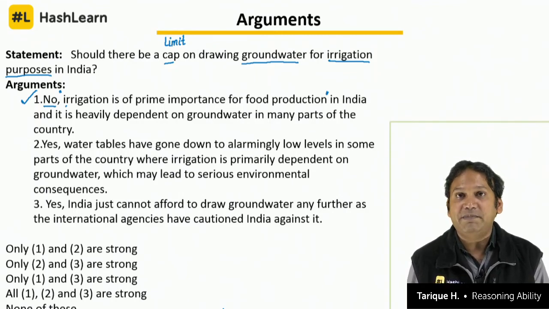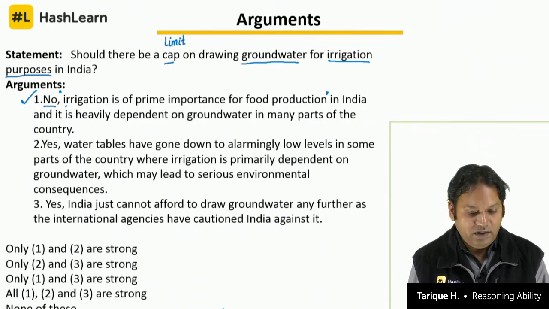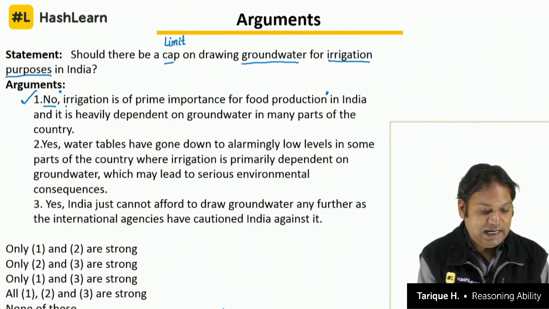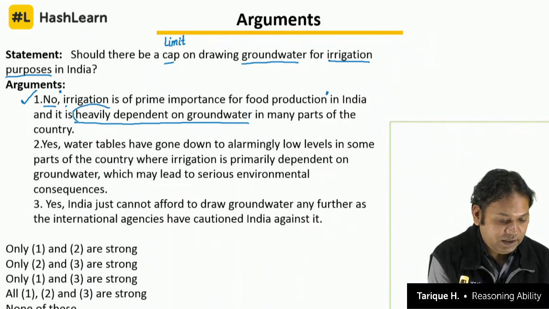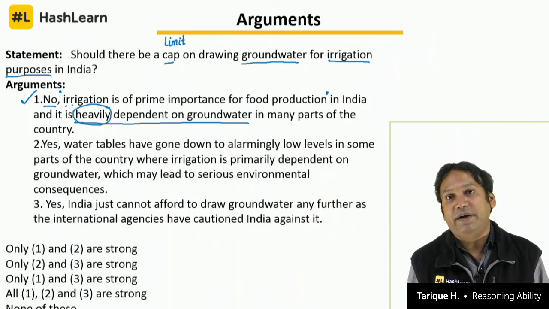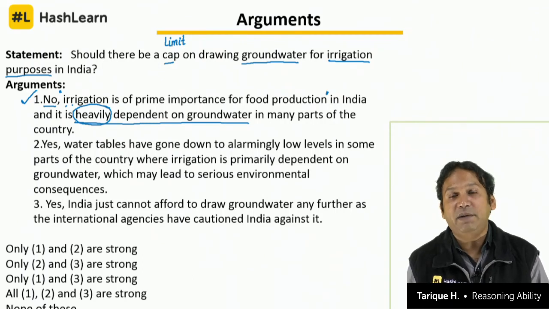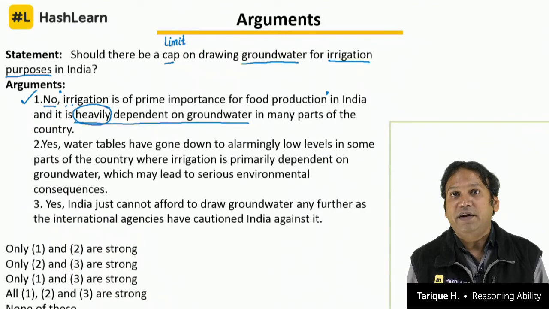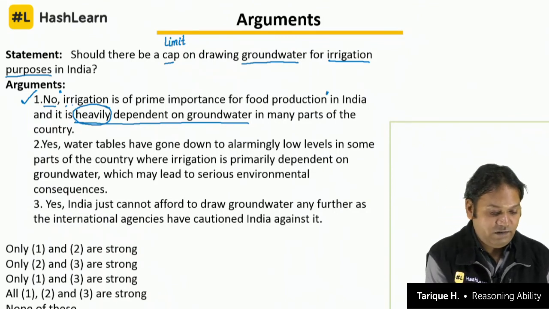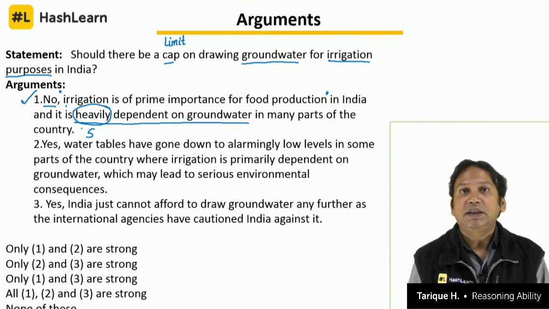We can't simply be waiting for natural rainwater and canals and rivers and lakes to get our water from. Irrigation is of prime importance and is heavily dependent on groundwater. Very important the word heavily, it's not just dependent, it's heavily dependent. So if we bring in a cap, it will cause a problem of irrigation, reduce the crop yield of our country and cause scarcity of food. Very strong argument, well worded. The first one qualifies as strong.